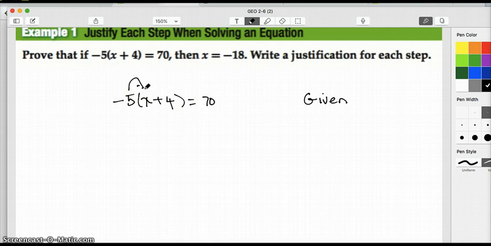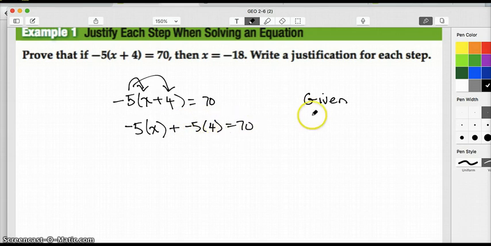All right. The next thing I'm going to do is the first step in solving an equation like this. I'm going to rock the distributive property so I can free this part of the expression from parentheses. So that would give me a negative 5x plus a negative 5 times 4, and that's equal to 70. And what did I just do? I just performed the distributive property. Distributive.